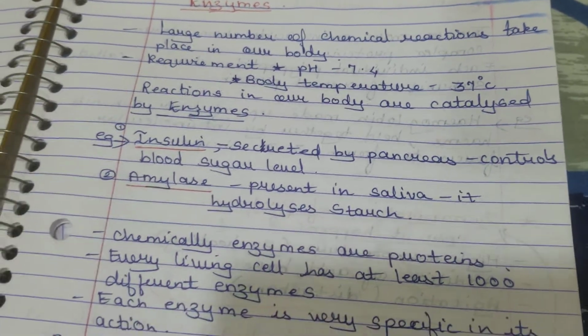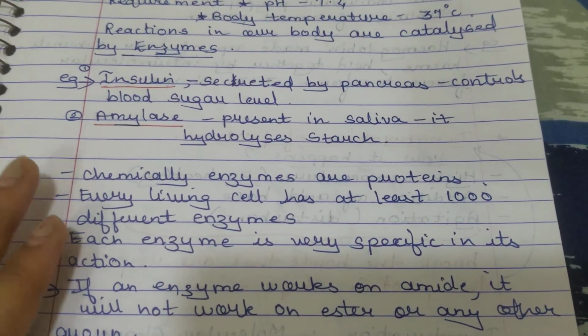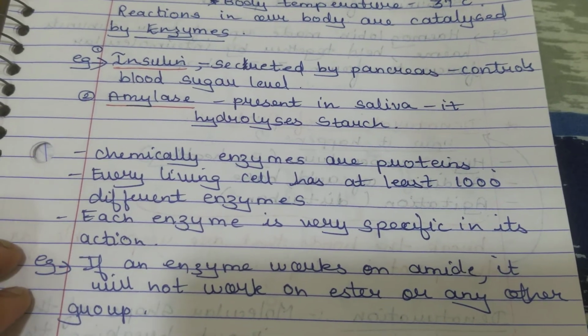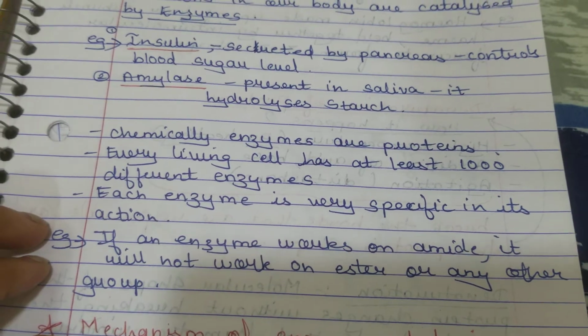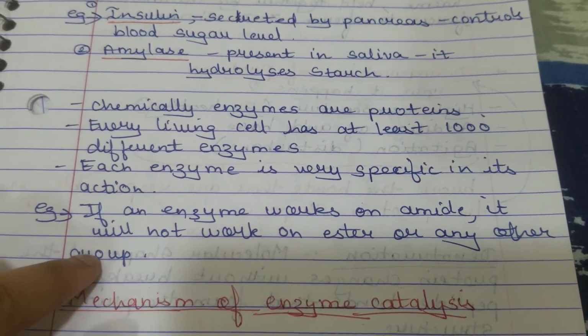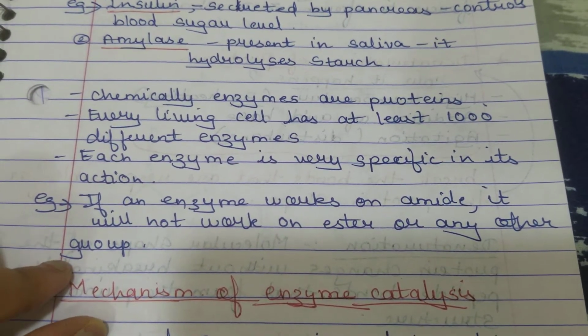Now chemically enzymes are proteins, and every living cell has at least 1,000 different enzymes present. Now each enzyme is very specific in its action. For example, if an enzyme works on an amide, it will not work on an ester or any other group.